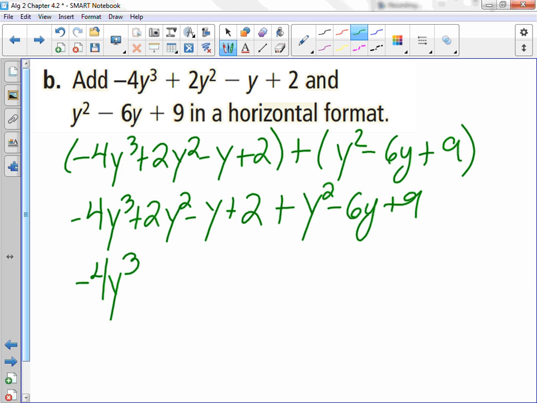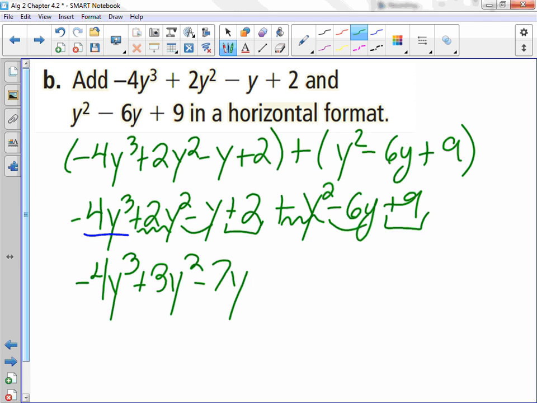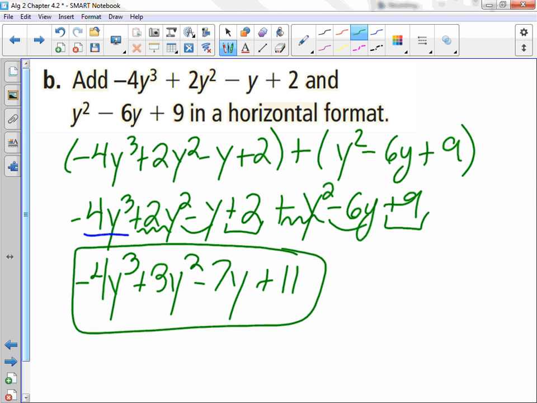2y squared, and I say, okay, I mark it. 2y squared and y squared, if I add those together, that gives me plus 3y squared. Negative y and negative 6y added together would be negative 7y. And plus 2 plus 9 would be plus 11, and we get this here. And that's all we have to do for these here. Any questions on this here?